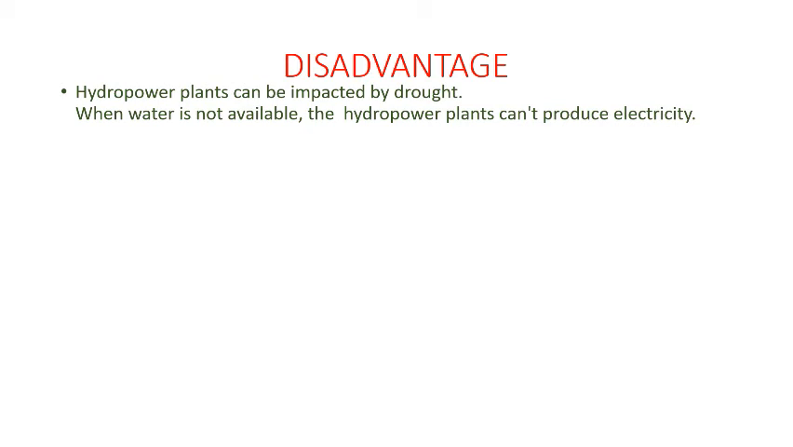Let's check the disadvantages of this hydropower plant. The first disadvantage, hydropower plants can be impacted by drought. Means when we build a dam, the other side of this dam can suffer droughts, which can affect a lot. When water is not available, the hydropower plants can't produce electricity. It's another disadvantage of hydropower plants. Means if water is available, then okay. If water is not there, then we cannot produce electricity.